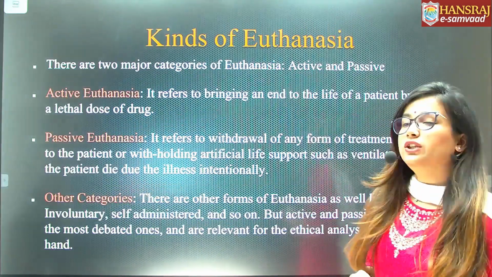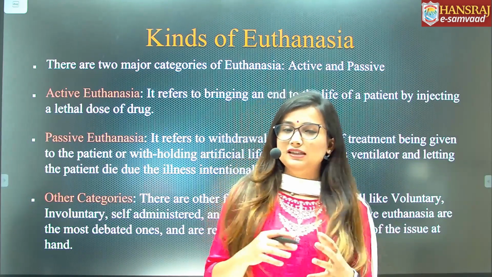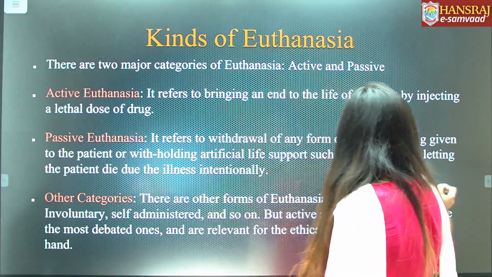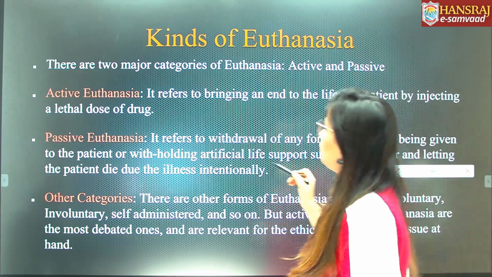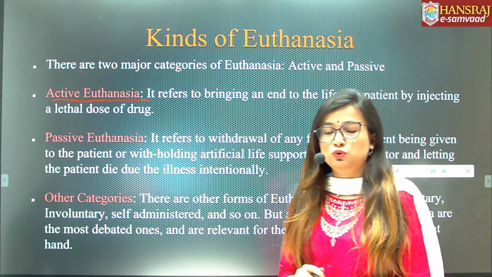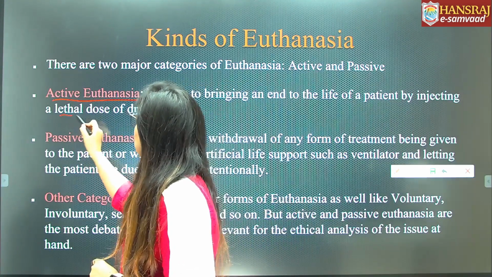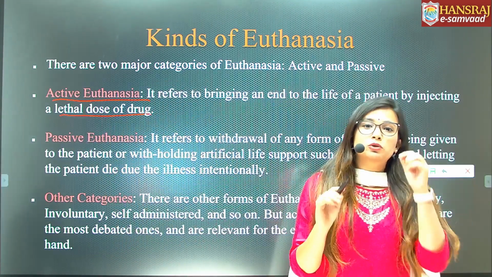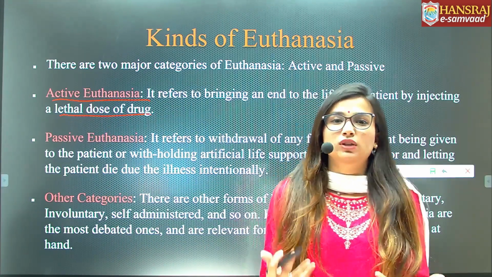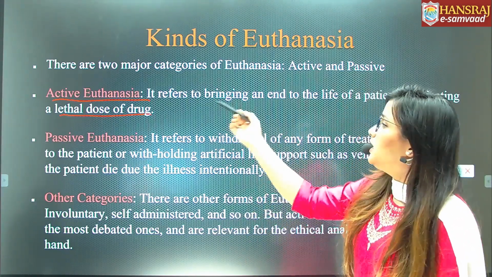Now, moving on, what are the categories of euthanasia? The two major categories that we'll be talking about in this discussion are active euthanasia and passive euthanasia. Now, what is active euthanasia? Active euthanasia refers to bringing an end to the patient's life by use of a lethal dose of drug. As the terminology suggests, it is an action that is performed. It is actively something is done. So the patient's life is brought to an end by using a lethal dose of drug.